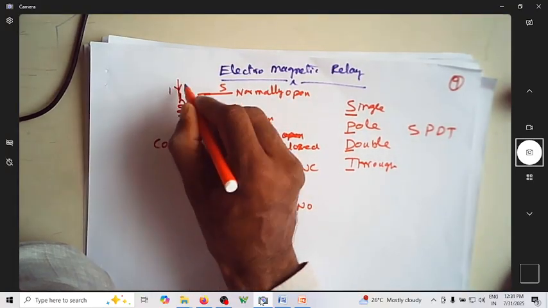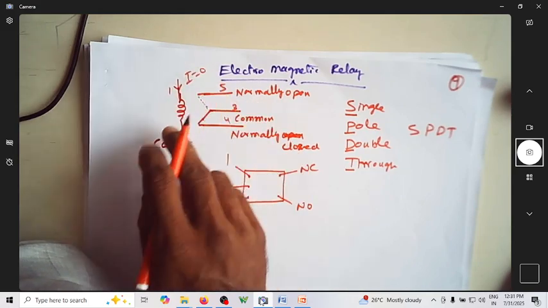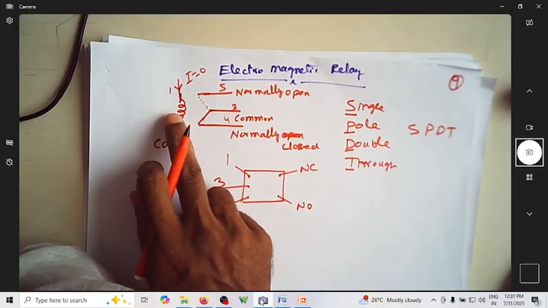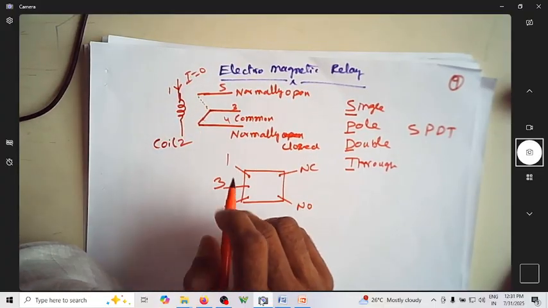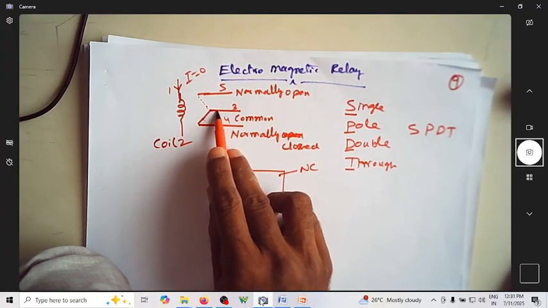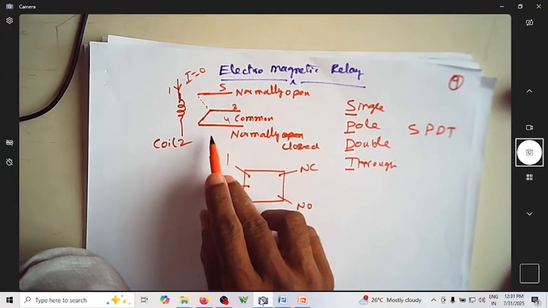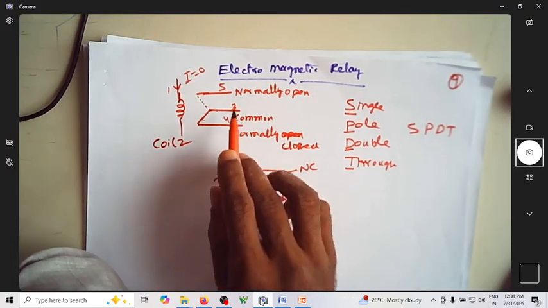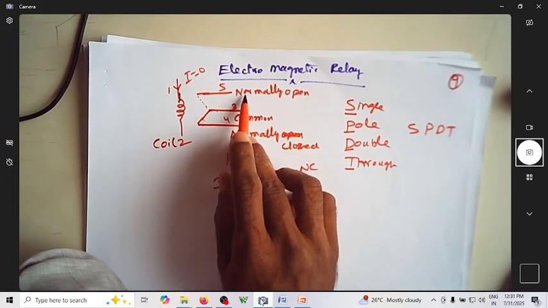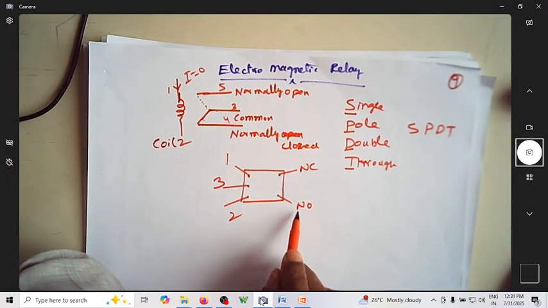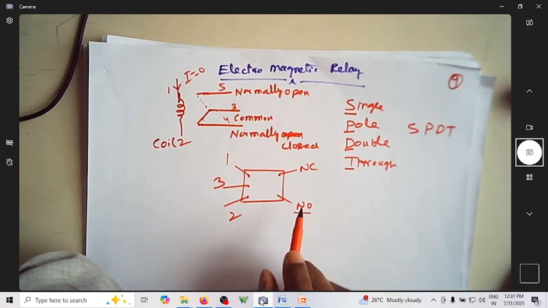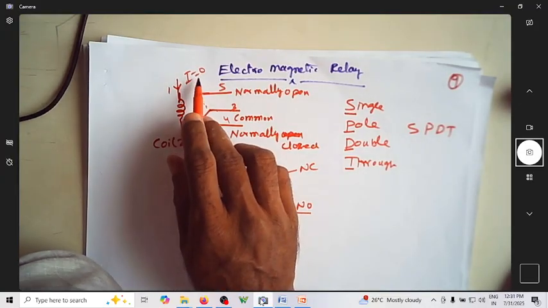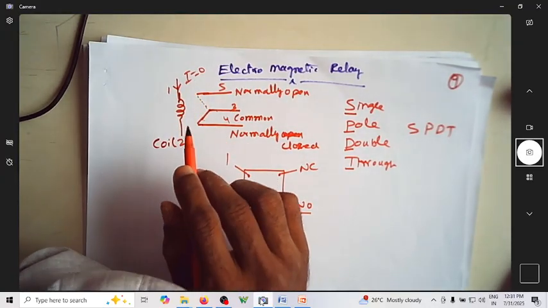So normal condition is one where no current is flowing through this. That is the normal condition. So under normal condition, this common terminal is connected to this terminal, which is named as normally closed. Naturally, the other terminal will be not connected to common, so that is called as normally open, NO, under normal condition of no current flow to the coil.